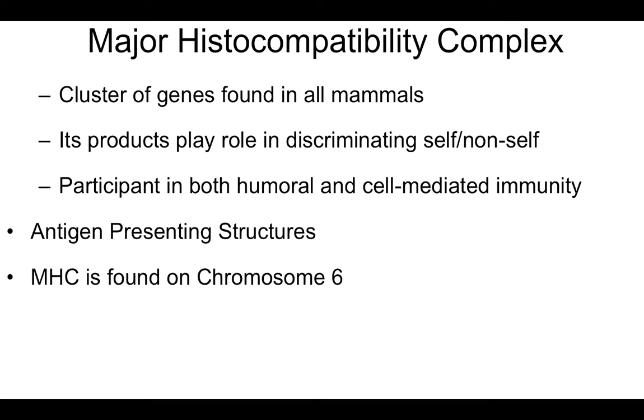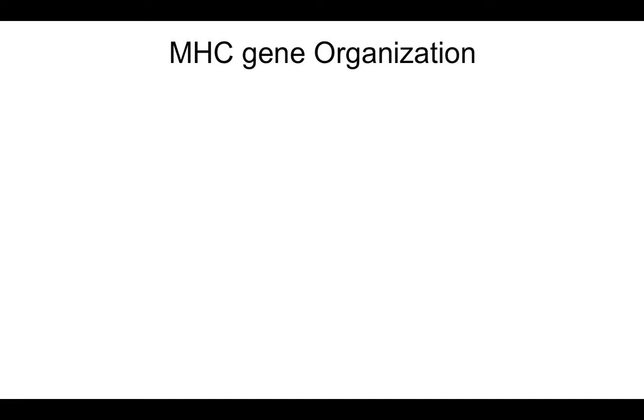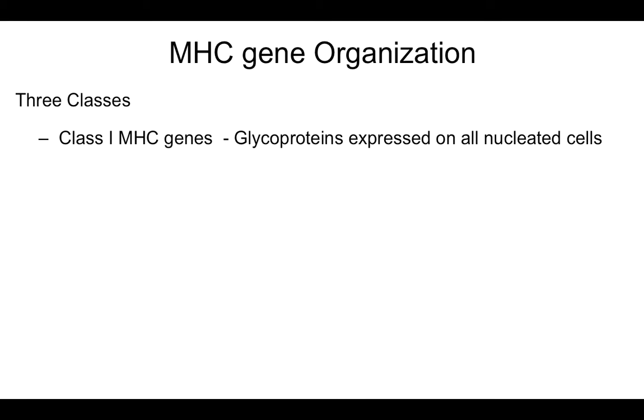The genes of MHC are located on the short arm of chromosome number 6. And in humans, this complex is also referred to as the HLA complex, that is the human leukocyte antigen complex. The genes of this MHC can be classified into three different classes of genes, namely class 1, class 2 and class 3 genes.